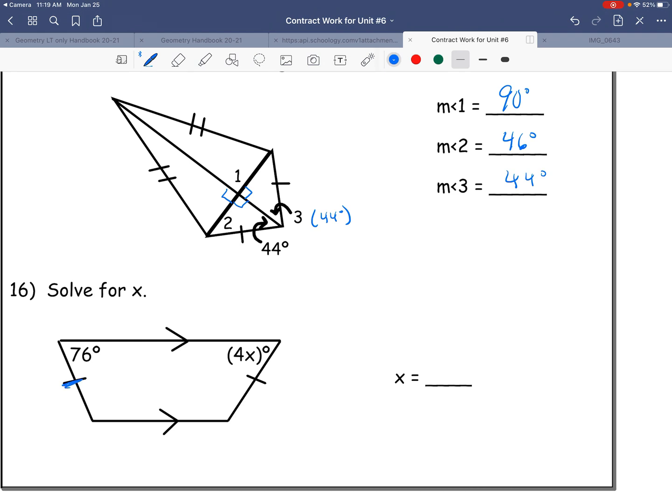Number 16 is an isosceles trapezoid because the legs are congruent, telling me that the base angles are congruent. So my 76 is equal to 4x, and I solve that. X is 19.